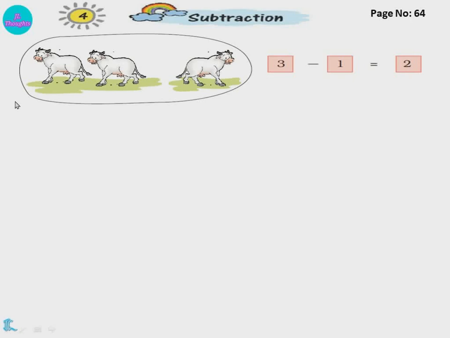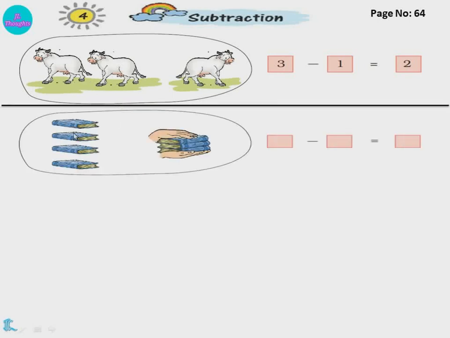Page number 64. Now count the number of cows here, children. 1, 2, 3. 3 cows are there. In that how many left? 1 left. So 3 minus 1 equals to 2. First 3 were there. In 3 1 left. So left out is 2.